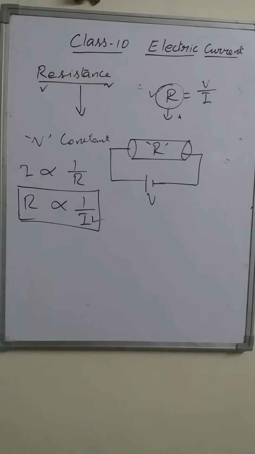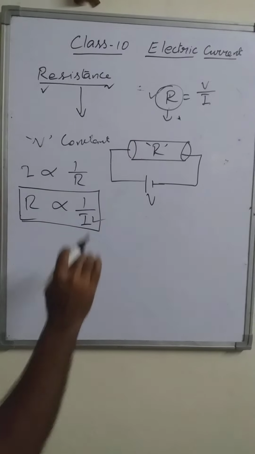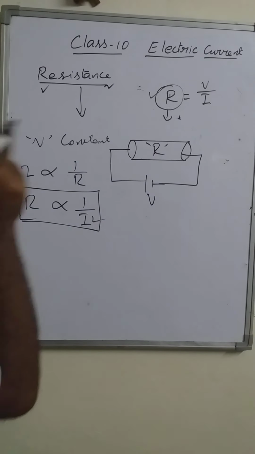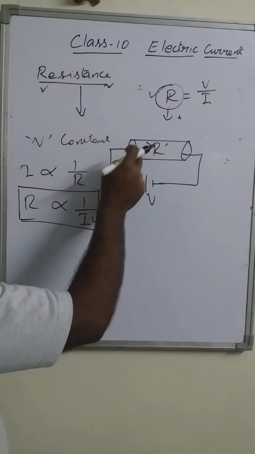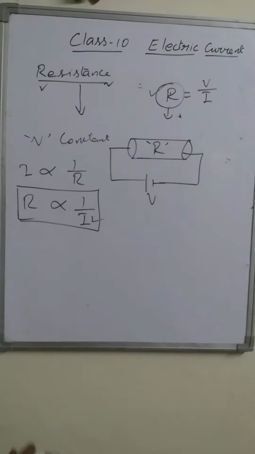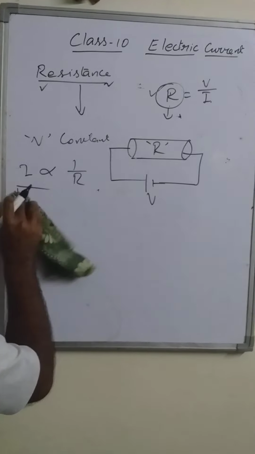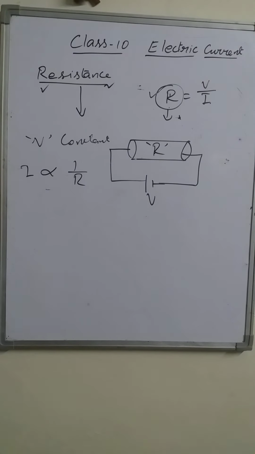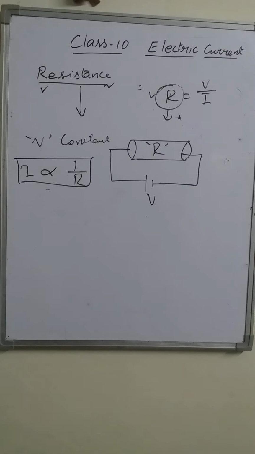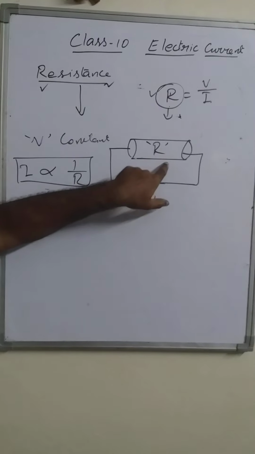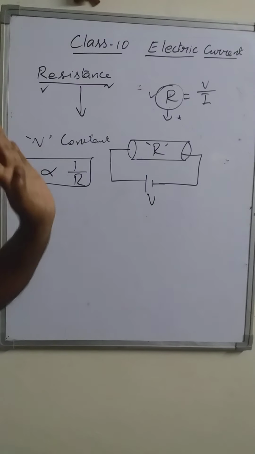No. Resistance of the conductor is an inherent property. Resistance is independent of the amount of current flowing through it, but the amount of current flowing through the conductor depends on the resistance. So we should say I is inversely proportional to R. We should not say R is inversely proportional to I. So this is the one relation: if the resistance is less, then more current flows. Here the resistance of a conductor is independent of V and I.